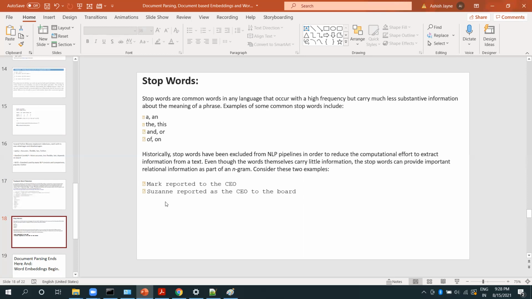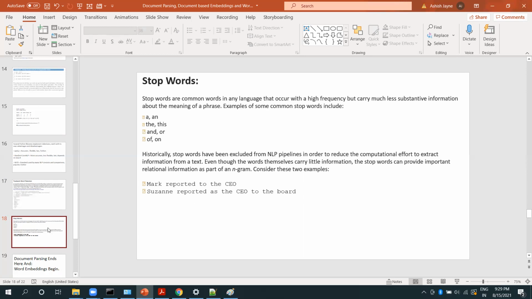You are essentially destroying the meaning of the relation, all the context of the relationship that Mark and Susan have with the office person, the CEO. Now, Susan is the CEO, Mark is the reportee, but if you remove the stop words, it becomes Mark reported CEO, and for Susan, it will be Susan reported CEO. So we are losing the relational information in the text by removing the stop words.